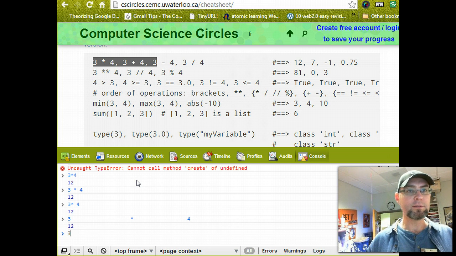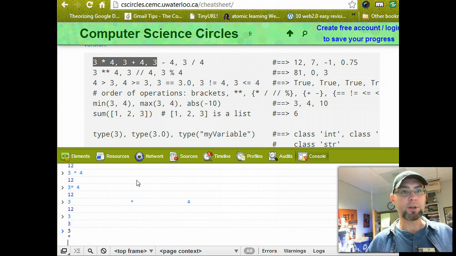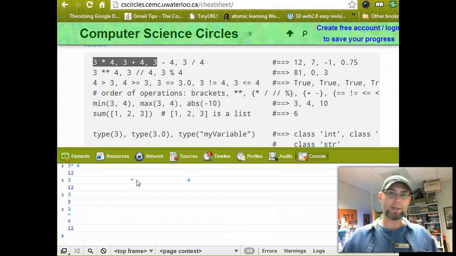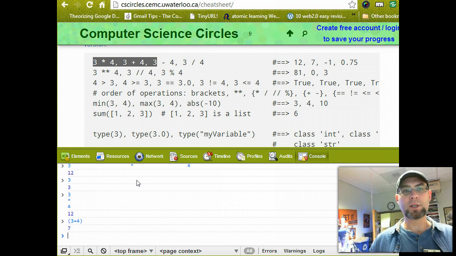What if I do 3, enter? Oh, it just gives 3 back. So I can't really do that. What if I do 3, shift, enter, which basically goes to a new line without hitting enter, and then star, shift, enter, and then 4, enter, still 12, right? So even line breaks don't matter as long as in this case we don't hit enter. So we could also try parentheses 3 plus 4. It's going to be the same.